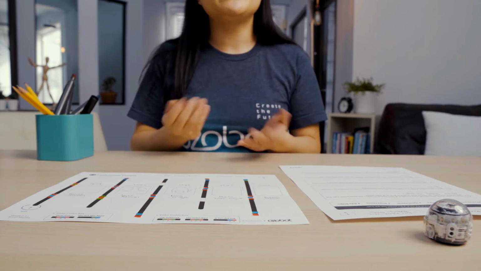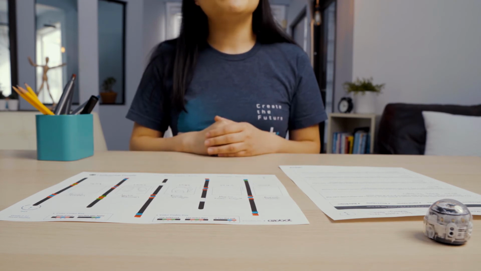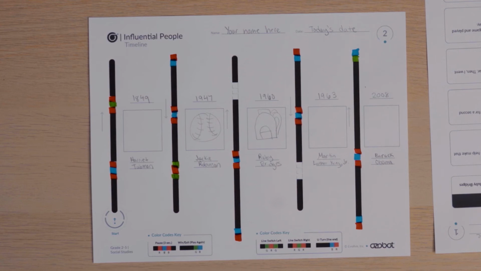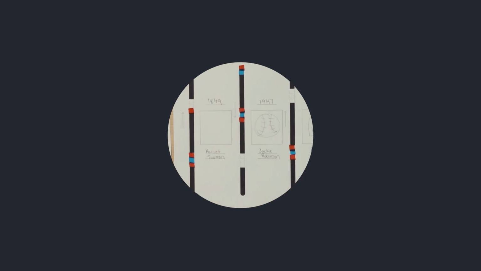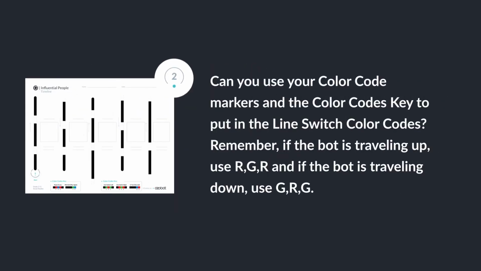As you continue to put in your line switch color codes, you will notice a pattern. If the bot is traveling up, use red, green, red. If the bot is traveling down, use green, red, green. Can you use your color code markers and the color codes key to put in the line switch color codes? Remember, if the bot is traveling up, use red, green, red. And if the bot is traveling down, use green, red, green.